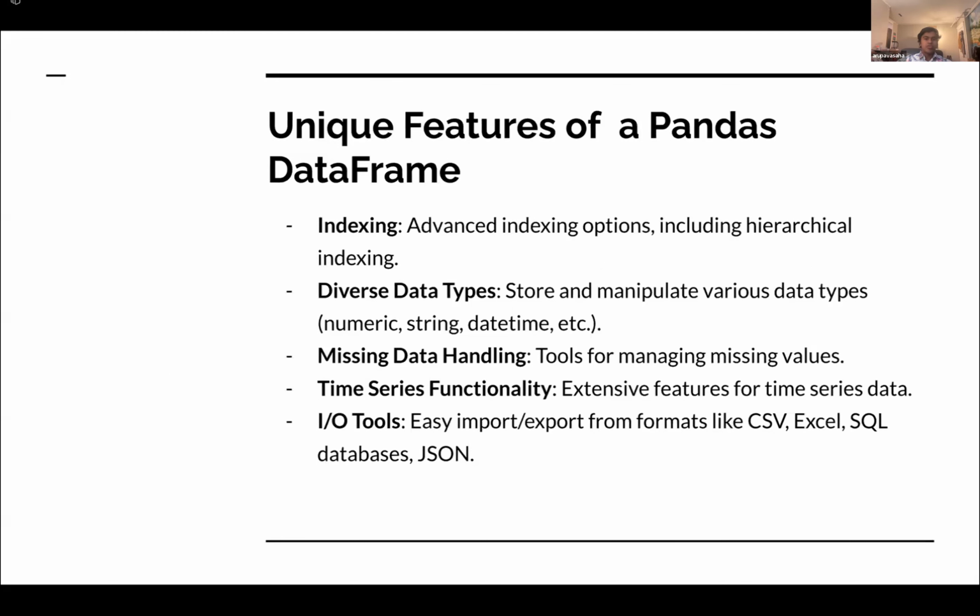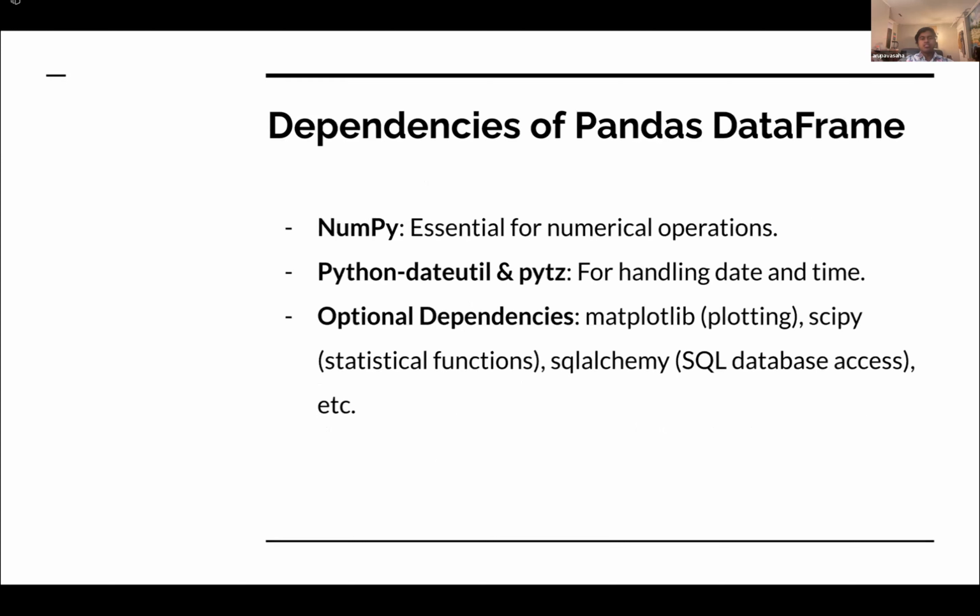So what are some unique features? There are advanced indexing options, like hierarchical indexing. There are diverse data types, so you can store numeric, string, and datetime data. There's missing data handling, so it's easy to check for records or items with missing fields. There's time series functionality, so you can do a lot of analysis on things over time. And it's super easy to import or export in different formats like SQL, Excel, JSON, and so on.